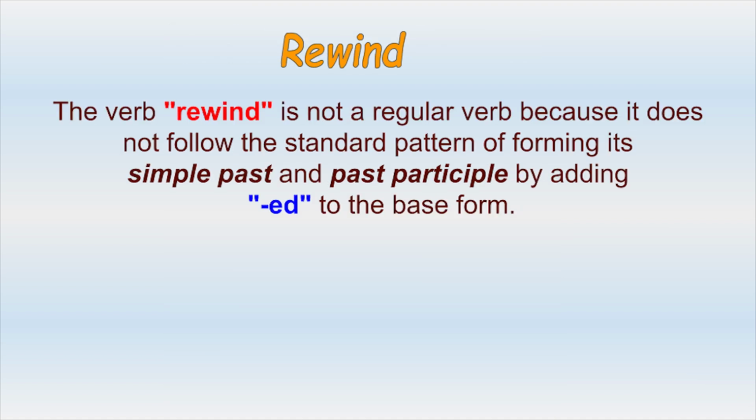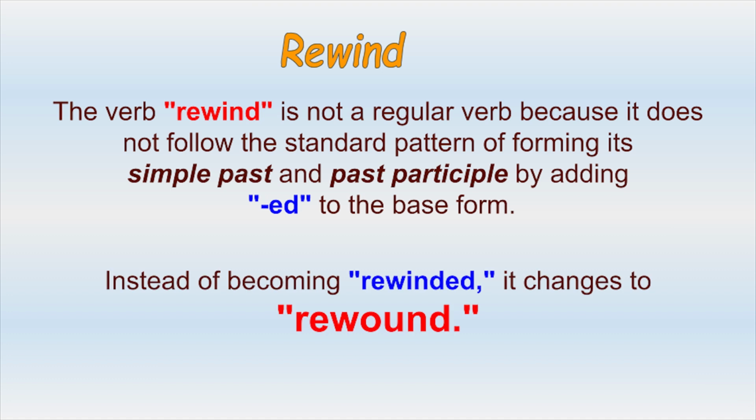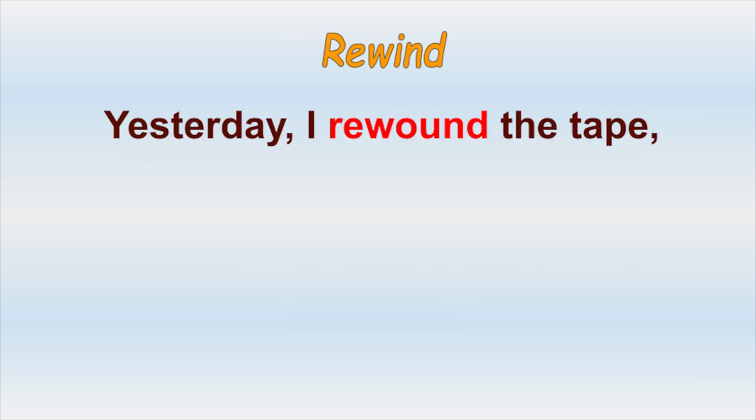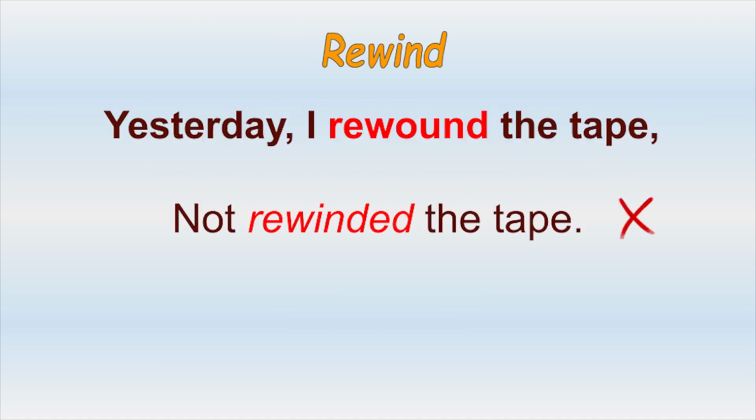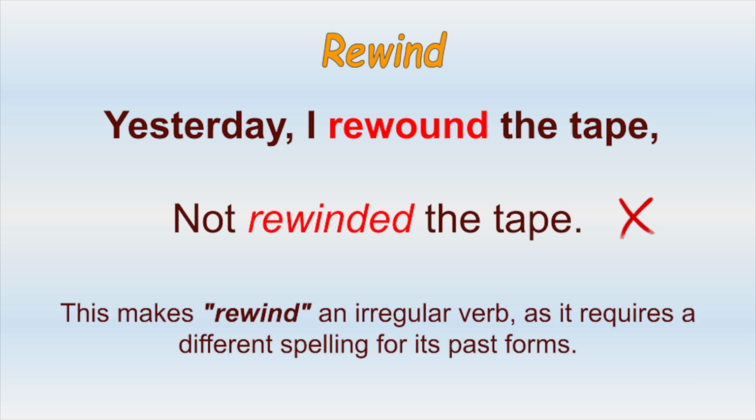However, the verb rewind is not a regular verb because it does not follow the standard pattern of forming its simple past and past participle by adding ed to the base form. Instead of becoming rewinded, it changes to rewound. So yesterday I rewound the tape, not rewinded the tape. That's incorrect. This makes rewind an irregular verb as it requires a different spelling for its past forms.